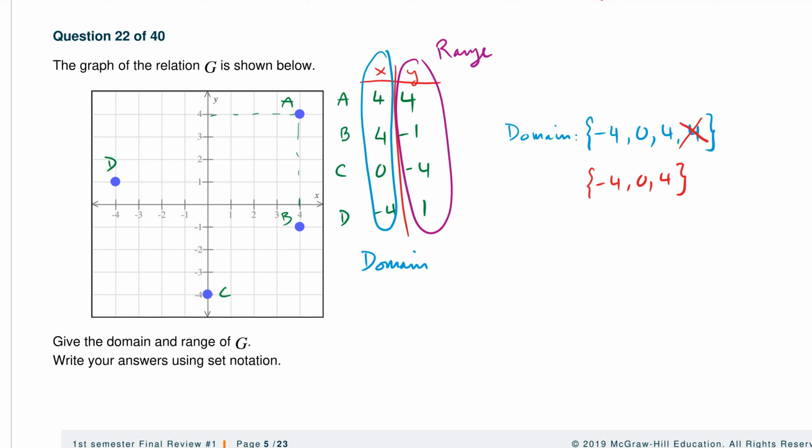And now we'll talk about range. Range is from least to greatest, so -4, -1, 1, and 4. None of the numbers are repeated, so we don't have to cross any number out. So that's the answer for problem 22.